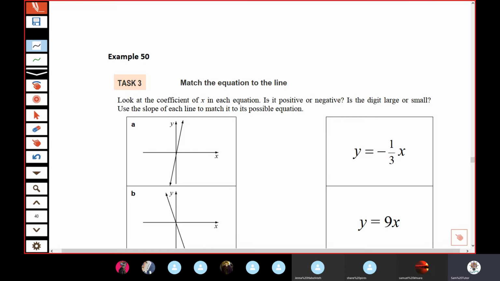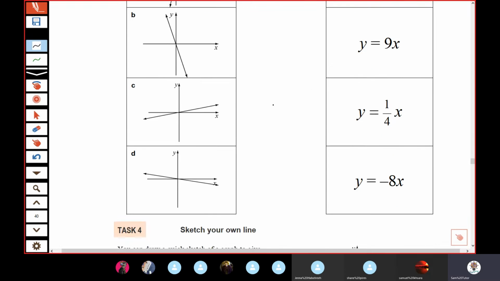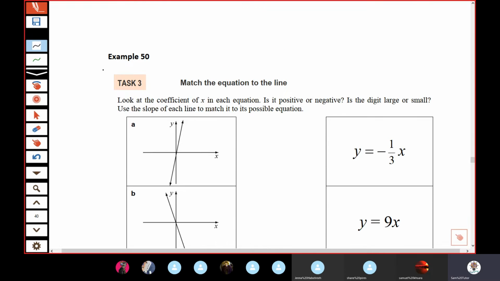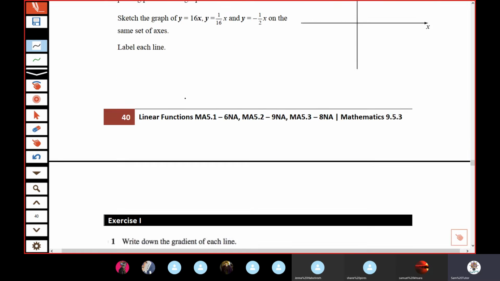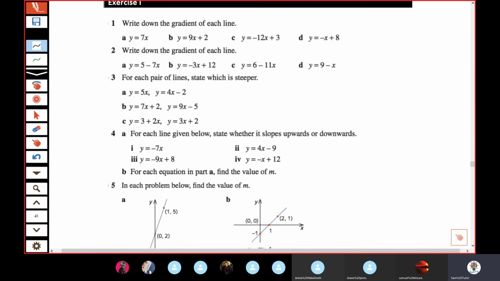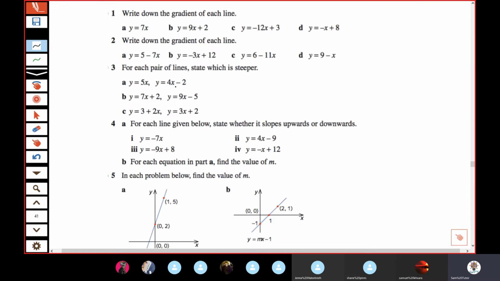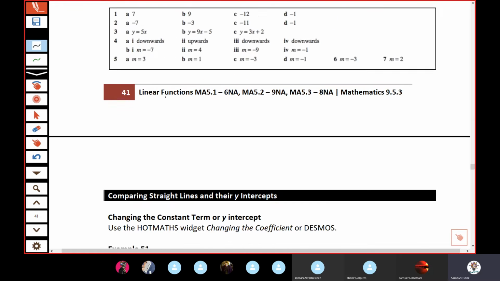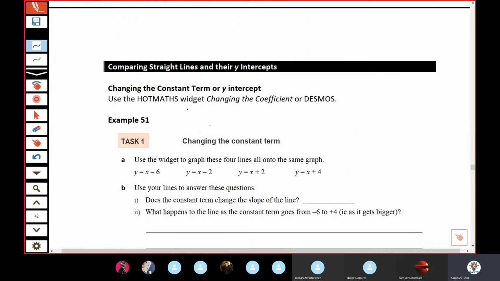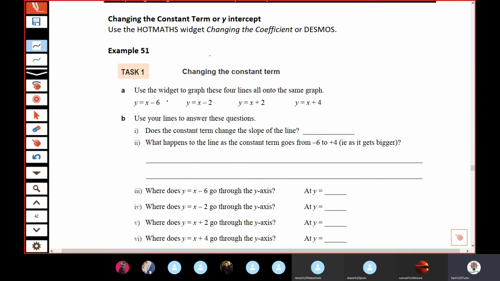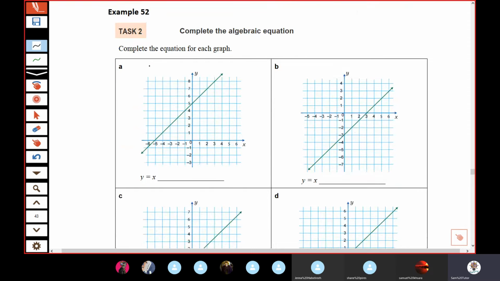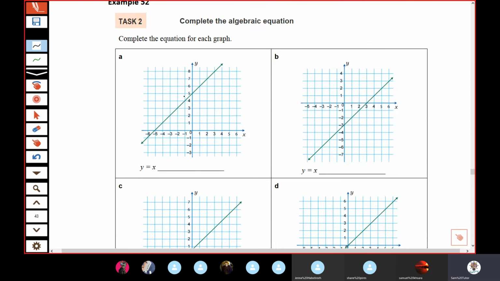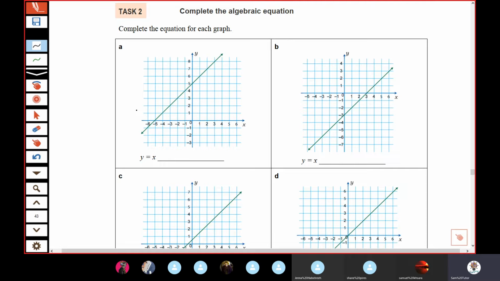That's fine. Match the equation to the line. We'll leave that one as homework. That's a simple task. Write down the gradient of each line. Write down for each pair of lines. So far, so good. Comparing straight lines and their y-intercepts. Use the widgets. That's still doing things online. Not for us right now. Complete the equation for each graph. Yes, that is for us.